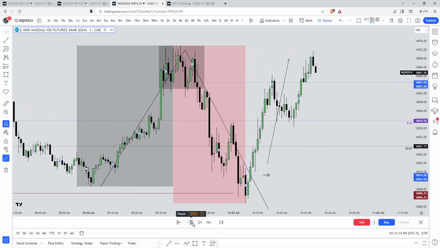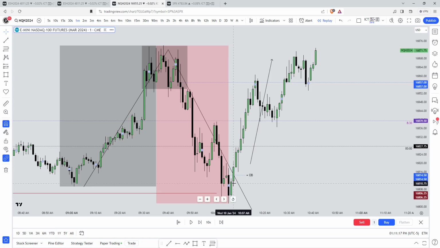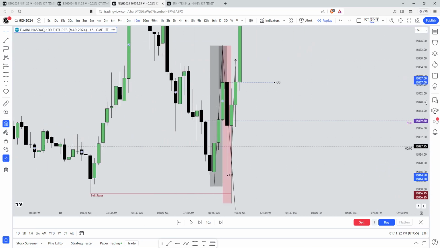And price takes that out. But what happens when this lower time frame change in state delivery takes out this high up here? Well, now it turns into a higher time frame breaker.